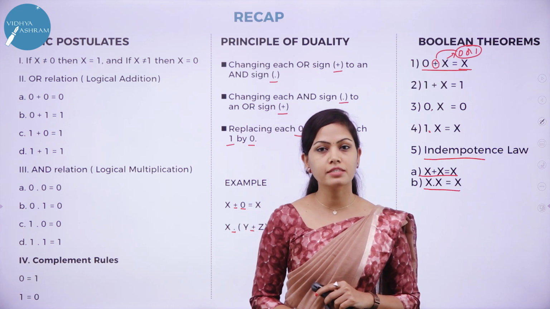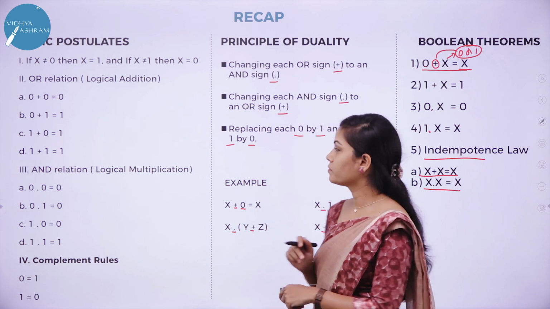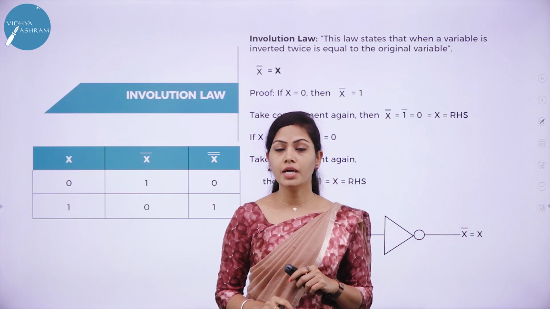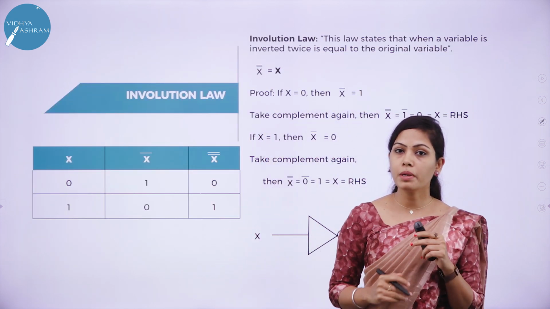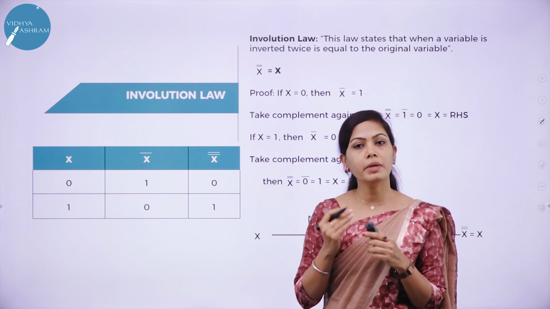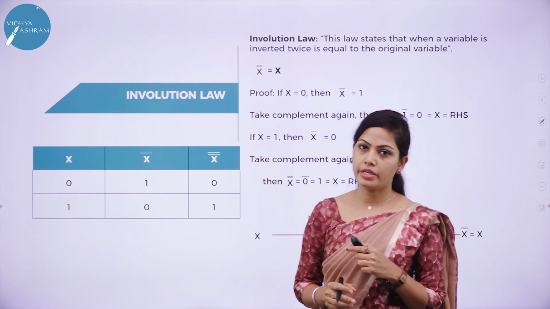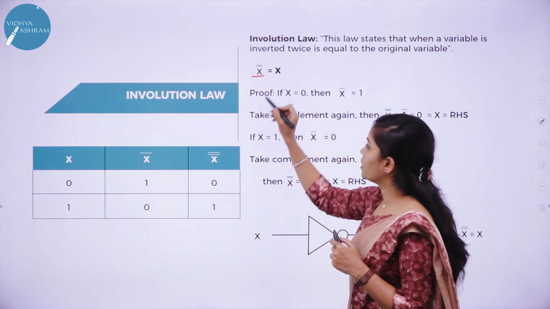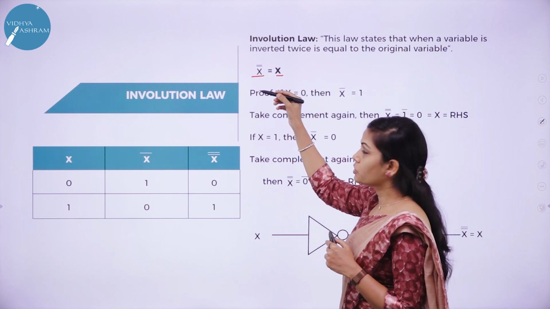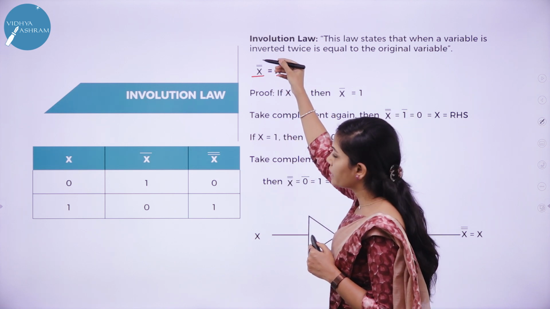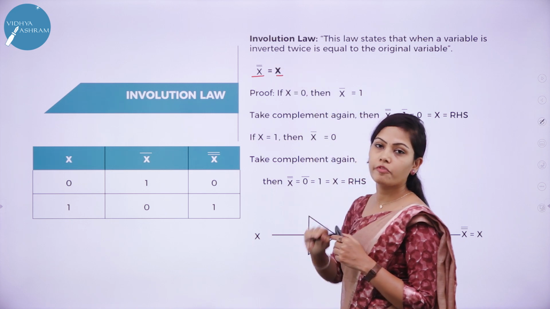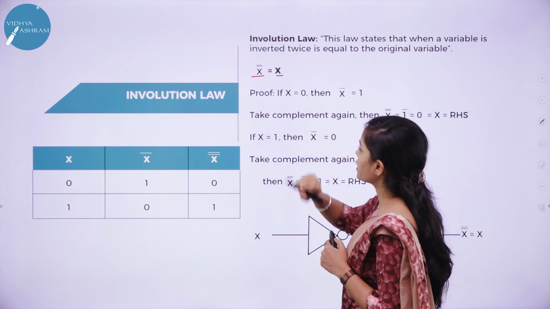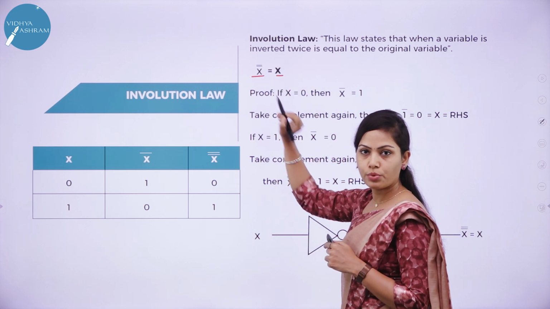Let's move on to the next theorem called Involution Law. What is Involution Law? This law states that if the complement of a variable is complemented again, we get the same variable. That means x double bar is equal to x. So this is our next theorem.